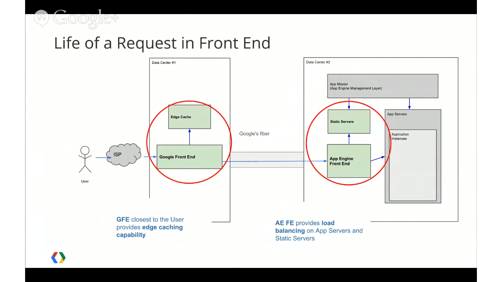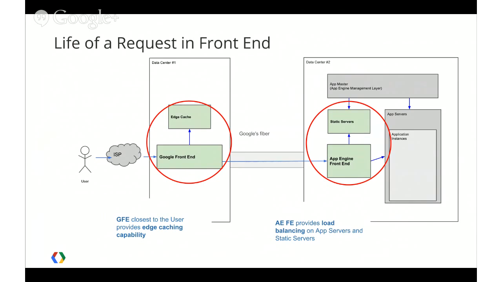So how would this look like as a request? Well, if I'm the user on the far left-hand side, I make a request to the website, and that runs through my local ISP. That, in a local data center, hits what's called the Google front end. All traffic to Google runs through a Google front end. This is traffic from Gmail, from Google Search, from YouTube, any of our services. You're going to hit a Google front end.